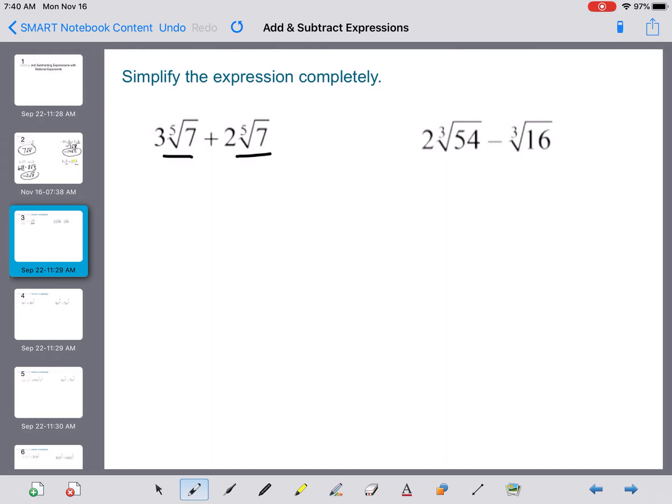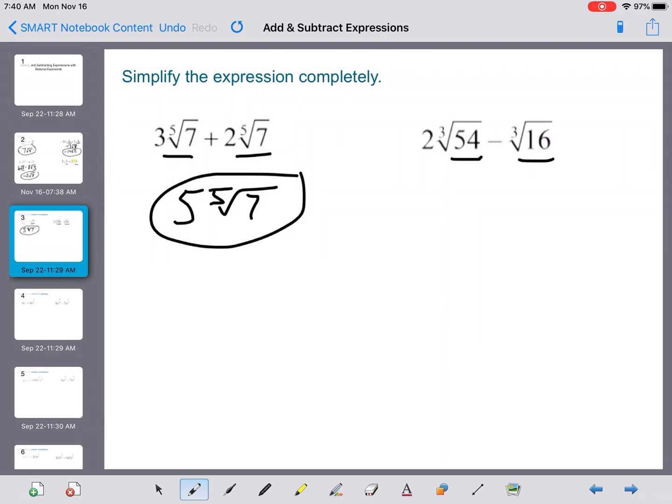So the fifth root of 7 and the fifth root of 7 are the same, so we can just do the math with the numbers out in front to say 5 times the fifth root of 7. And we can't simplify that any further, so that would be our final answer. For the next one, we have the cube root of 54 and the cube root of 16.